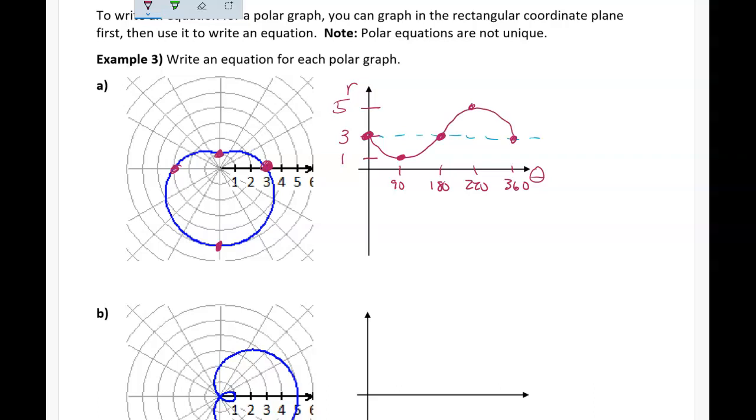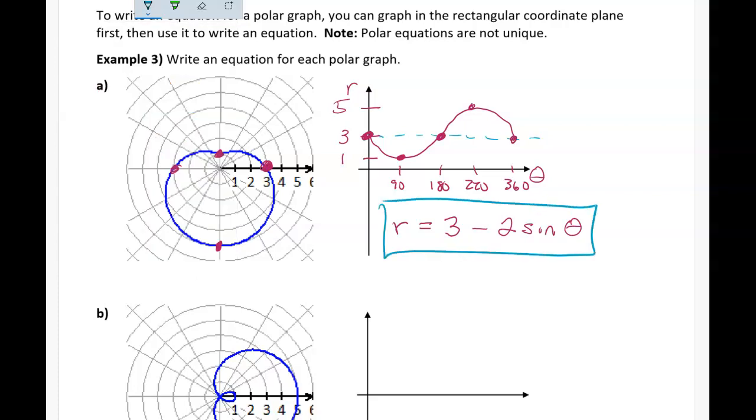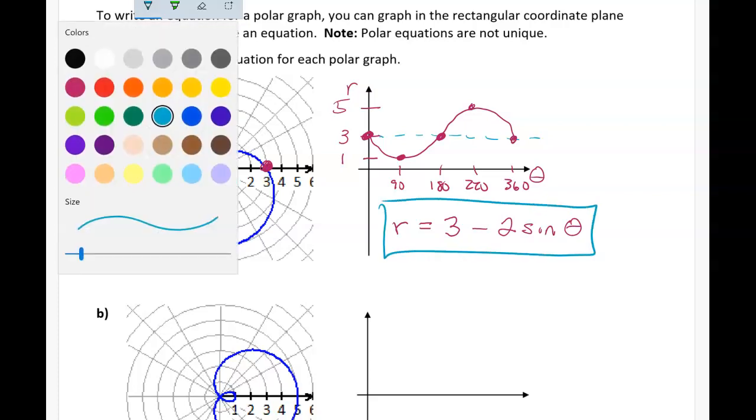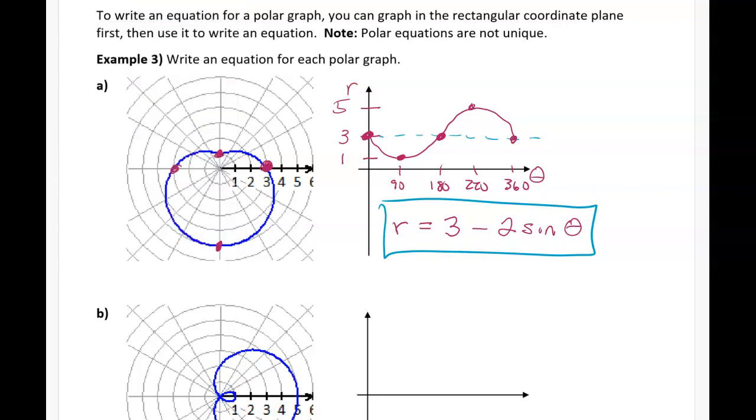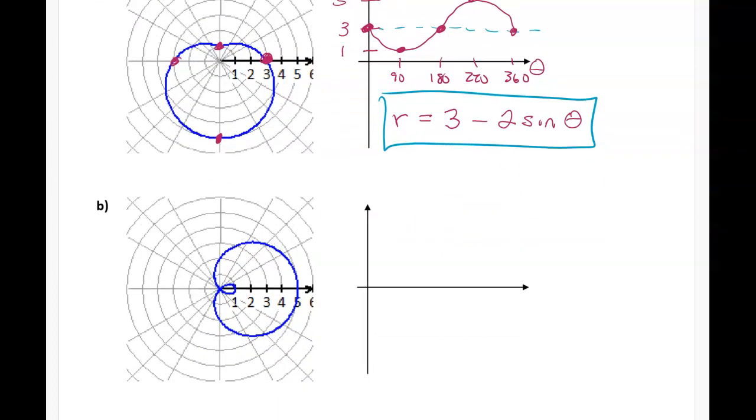All right, this looks like an upside down sine function. The vertical shift is 3. It's upside down, so minus, and the amplitude is 2 times sine of theta. So there is the equation. This is actually a little bit easier process than graphing, but we had to do the graphing first in order to be able to do this process backwards.